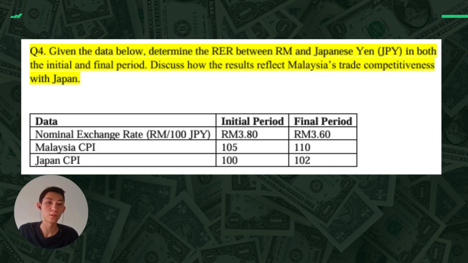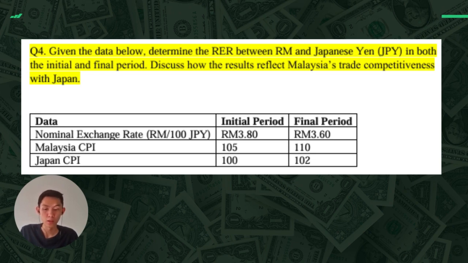So in question 4, okay, we determine the real exchange rate and also discuss the result, which reflects Malaysia's trade competitiveness with Japan. So we use the formula for the real exchange rate with the CPI, which is the nominal exchange rate times the foreign CPI, divided by the domestic CPI. So in the initial period, we use 3.80 times 100, divided by 105, you will get 3.62. And then in the final period, if we use 3.60 times 102, divided by 110, then we will get 3.34.